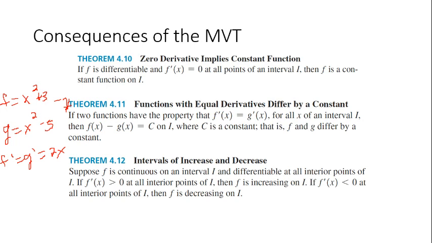Also, intervals of increasing and decreasing, making derivatives positive and negative, that's also the mean value theorem. If your first derivative is positive, then your function is increasing. If the first derivative is negative, then the function is decreasing. That's a consequence of the mean value theorem.